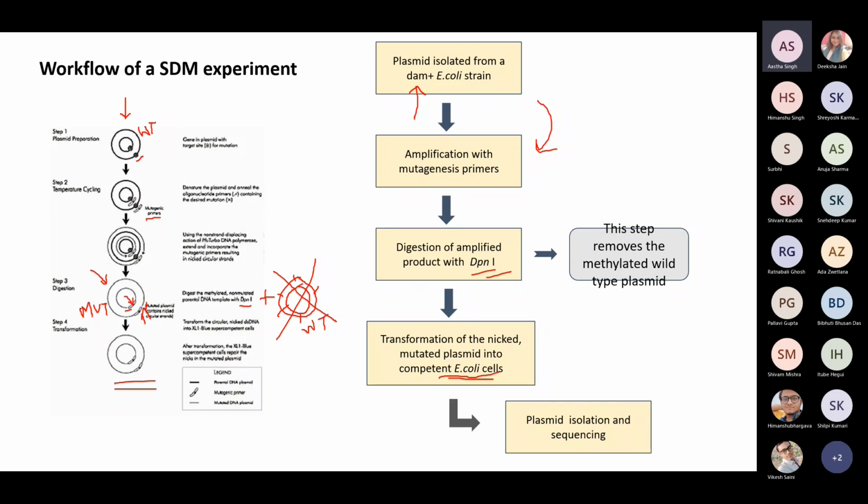wild type methylated plasmids, the colonies that you get should contain plasmids which have the mutation introduced in them, right? So the next step after your transformation is you pick the colonies, isolate plasmids from them, and send them for sequencing in order to confirm or verify whether your desired mutation has taken place or not.